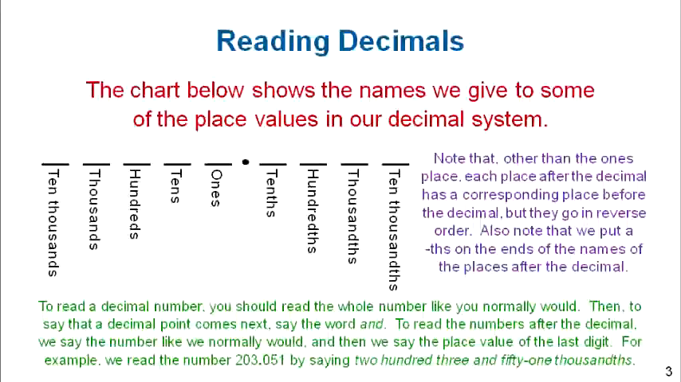For example, we read the number you see on the last line of the screen by saying 203 and 51 thousandths. Note that I did not say 203 and 51 thousandths. This is because the word AND tells you that a decimal goes there. And of course there is no decimal between the 2 and the 3.